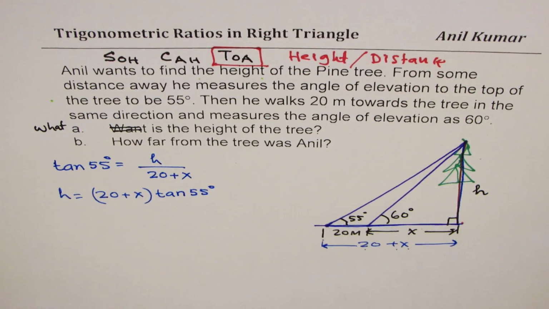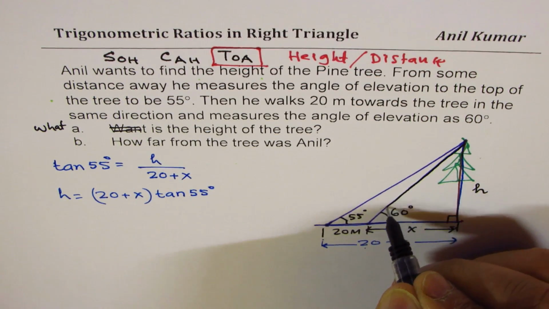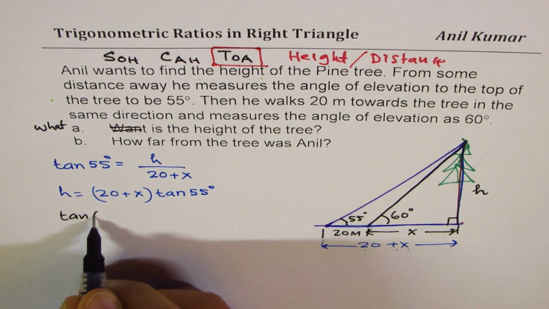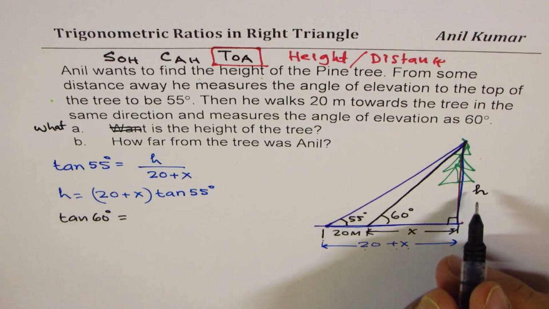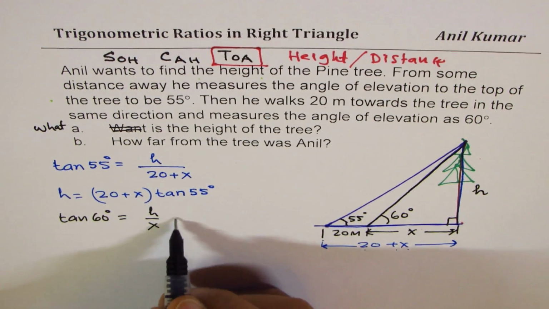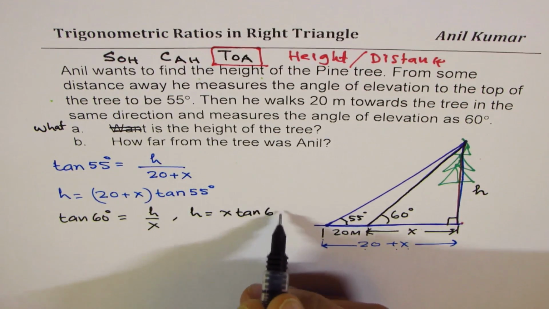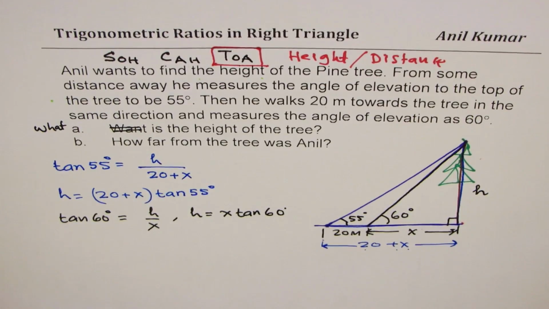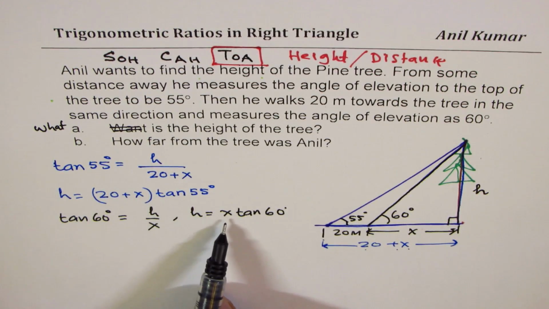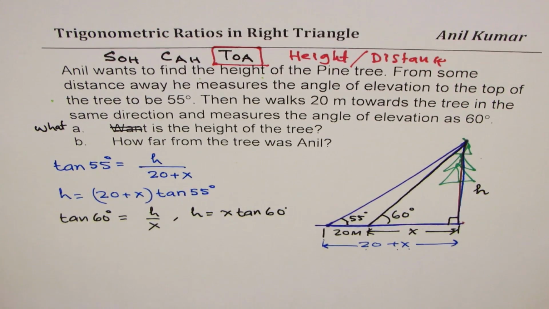Now let's move to the smaller triangle. So in the smaller triangle, which is this one for us, the angle is 60. So we can say tan of 60 degrees is equal to height over x. Or from here, we get height equals x times tan of 60 degrees. So we get a relation for height, and these can be equated, and we can find x, and then we can find height. Is that clear?